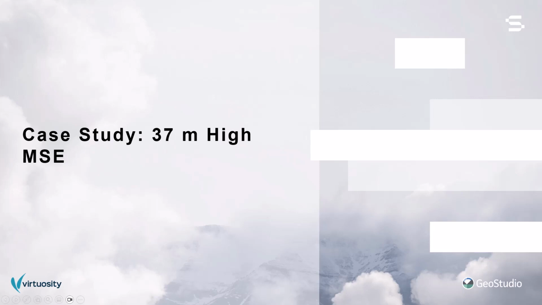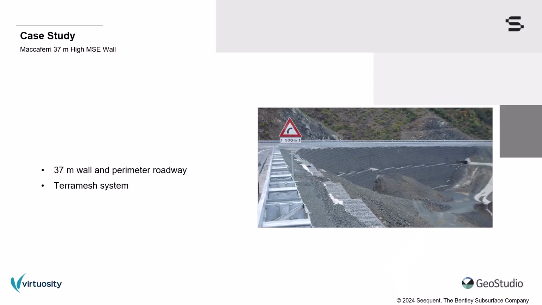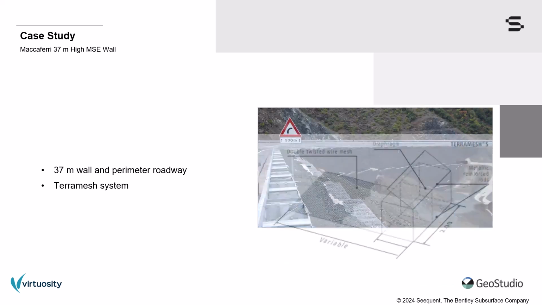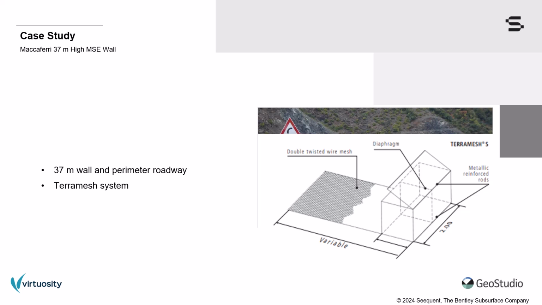Let's talk about the case study. An MSE wall was constructed to accommodate a roadway along the perimeter of a steep slope using a Maccaferri Terramesh rock wall system. The Terramesh system consists of pre-assembled wire mesh units used to confine stones. The unit is constructed using a continuous panel of mesh that comprises a base, face, lid, and a diaphragm, which is considered a dividing wall.